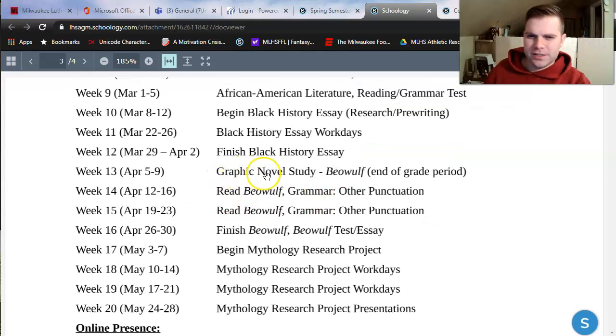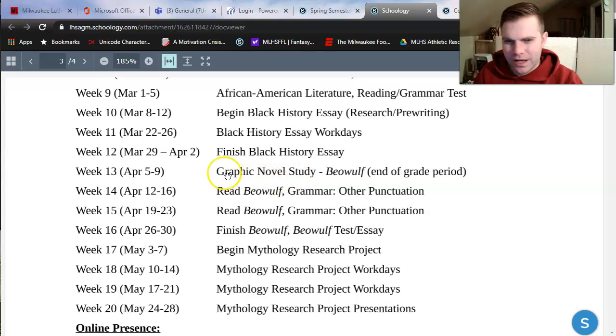Once we hit April, we're going to study a different type of literature with graphic novels, think comic books. We'll be studying Beowulf this year. I kind of like to flip-flop texts every year, so Beowulf gives you a chance to learn a little bit about mythology. It's actually the earliest example of what we would consider English literature. We'll study Beowulf for a couple of weeks. It's a pretty quick read because it's a graphic novel, and we'll be learning some other punctuation at the same time.